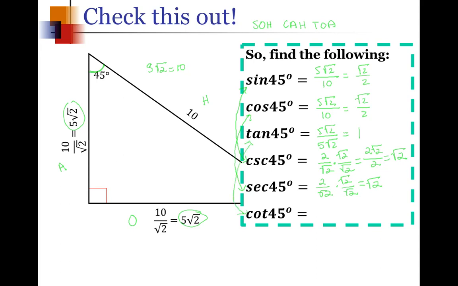And then the cotangent is going to be the reciprocal of tangent, right? So instead of it being opposite over adjacent, it's going to be adjacent over opposite, which is still going to be 5 root 2 over 5 root 2, which is still going to be 1.